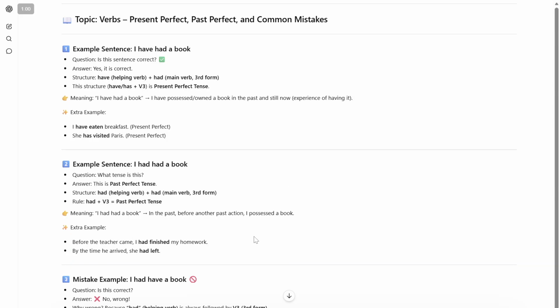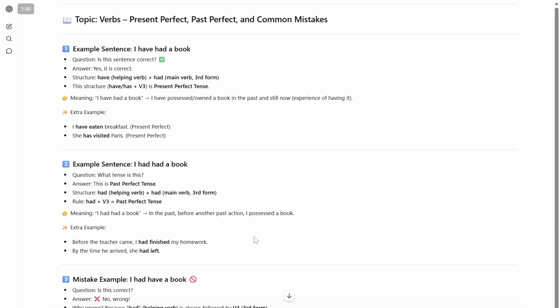Topic, verbs, present perfect, past perfect, and common mistakes. Example sentence, I have had a book. Question, is this sentence correct? Answer, yes, it is correct. Structure, have plus had, main verb. Third form, this structure, have, has, V3, is present perfect tense. Meaning, I have had a book, I have possessed, owned a book in the past, and still now experience of having it. Extra example, I have eaten breakfast. Present perfect, she has visited Paris. Present perfect.